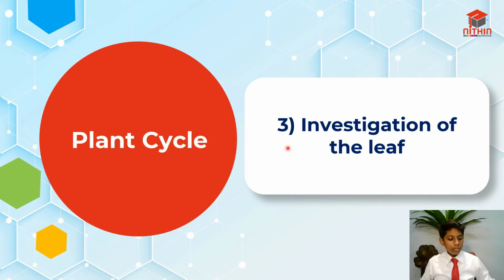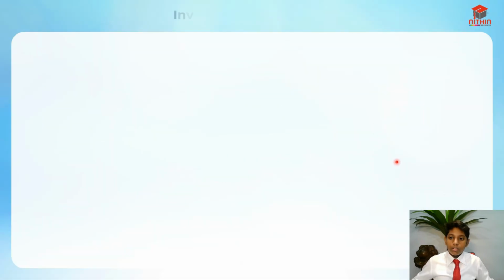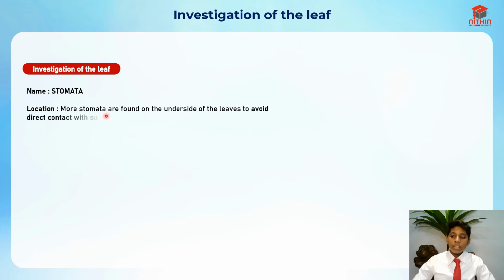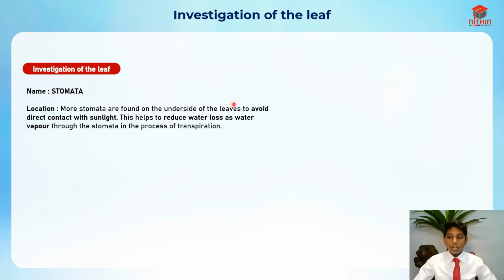Okay, for the third part of this video, I'm going to go through the investigation of the leaf. So we are going to investigate the stomata. Okay, so this is the location where the stomata are found. There are more stomata found on the underside of the leaves to avoid direct contact with the sunlight. Okay, this helps to reduce the water loss as water vapor through the stomata in the process of transpiration.